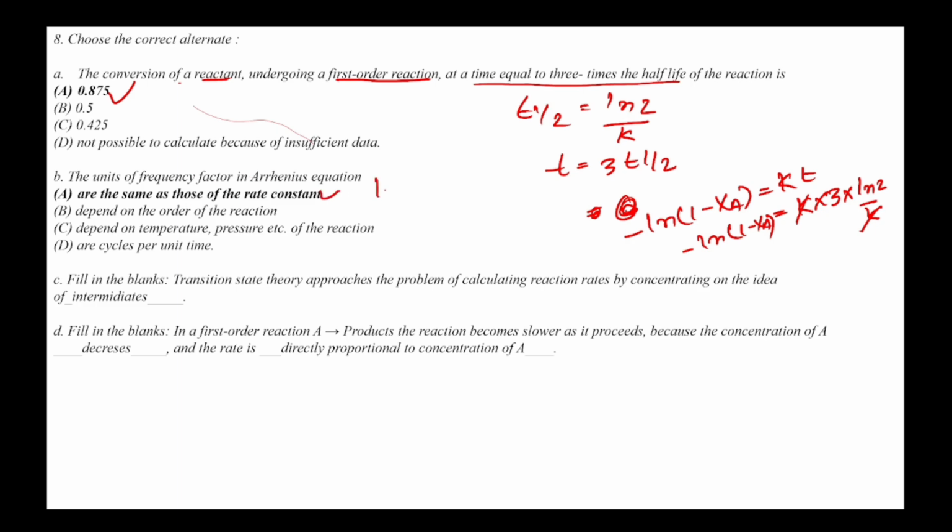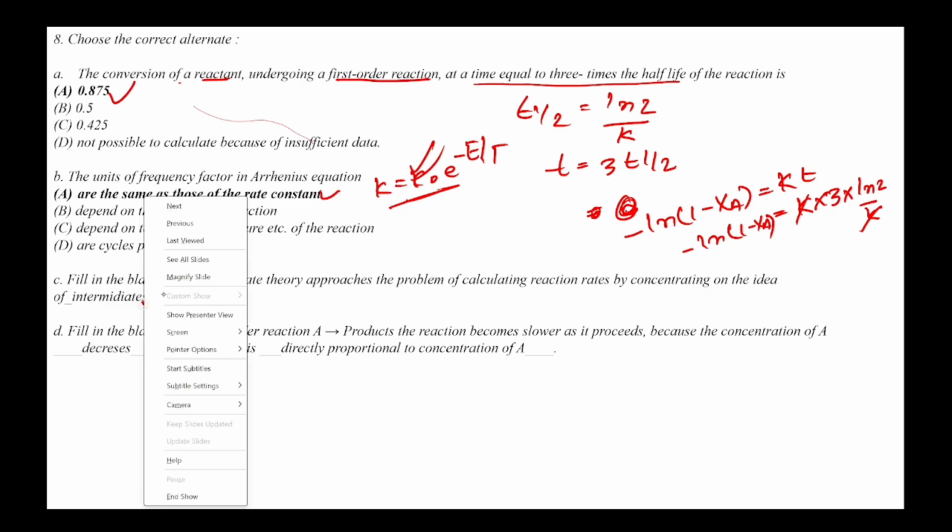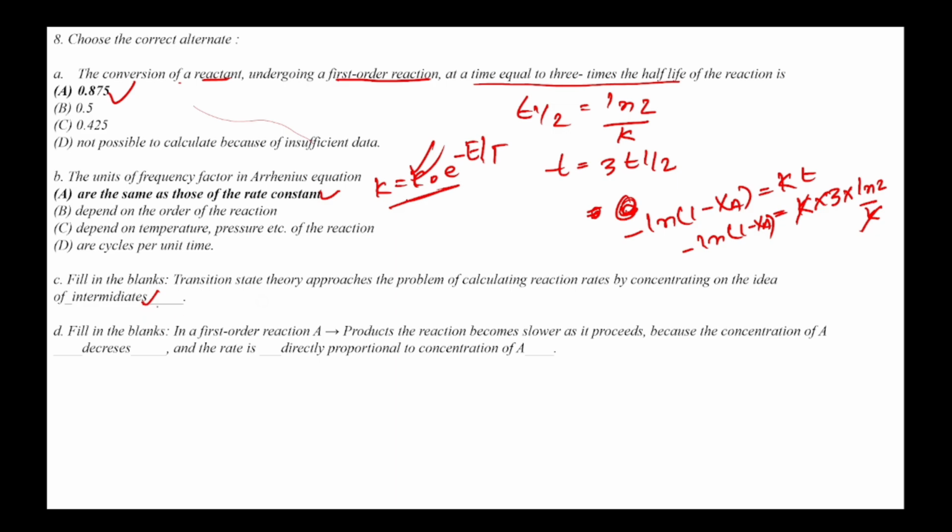The unit of frequency factor is same as the rate constant. Okay, k is equal to k naught e to the power minus E by RT, where k naught is the frequency factor. Transition state theory approaches the problem of calculating reaction rate by concentrating on the idea of intermediates. There will be a formation of intermediate, then it converts to product, right? Then we have 3 theories: collision theory, transition state theory, and Arrhenius theory.